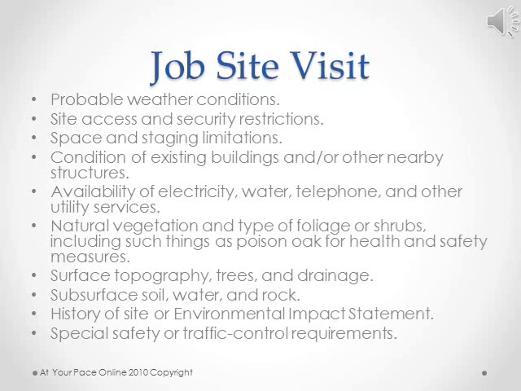utility services, natural vegetation, and type of foliage or shrubs, including such things as poison oak for health and safety measures, surface topography, trees and drainage, subsurface soil, water and rock, history of the site or environmental impact statement, special safety or traffic control requirements.